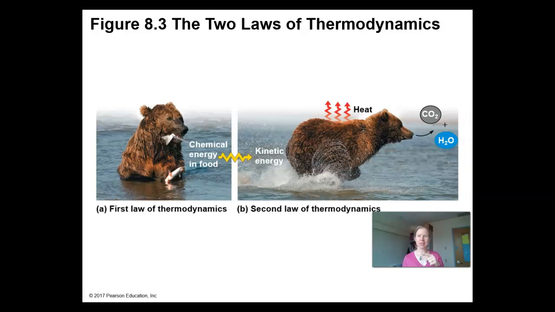Things that decrease the entropy of the universe, i.e. anabolic reactions, are non-spontaneous. They have to have energy provided in order for that to occur. So organisms are creating these ordered structures from less organized forms, right? We're taking amino acids and we're building proteins.